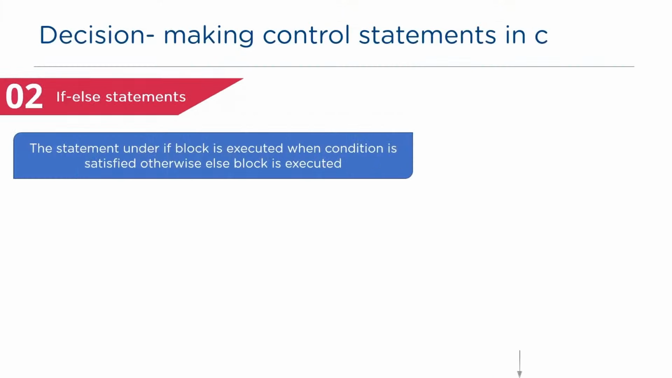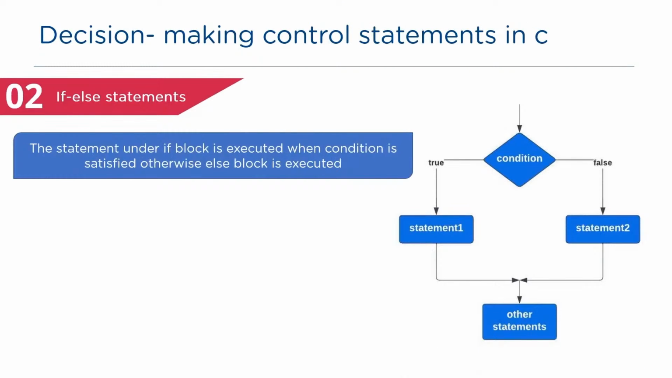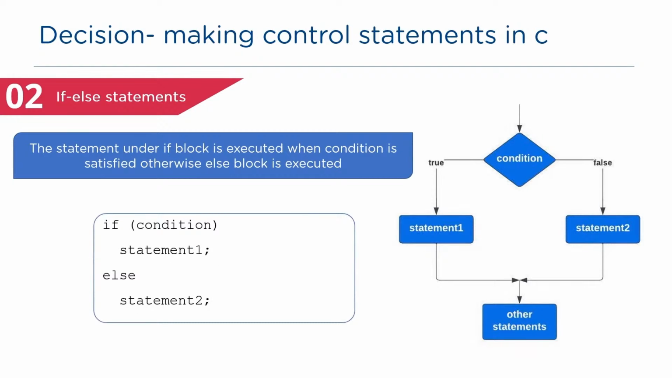Next, if-else statements. In this, it evaluates the condition, and if the condition is true, the statements under if will be executed. Otherwise, the statements under else will be executed, followed by other statements. The syntax of the if-else statement is: if condition, statement 1, else statement 2. Let's understand the if-else statement with the help of an example program.